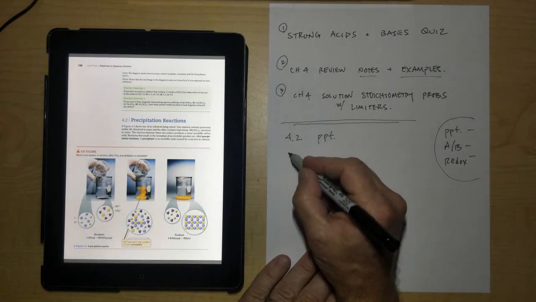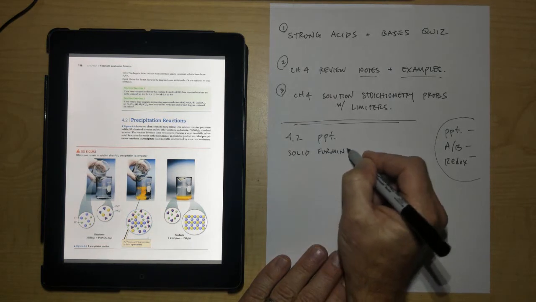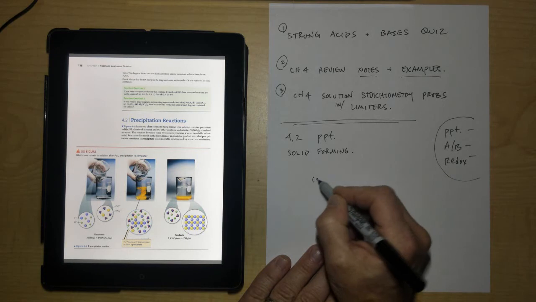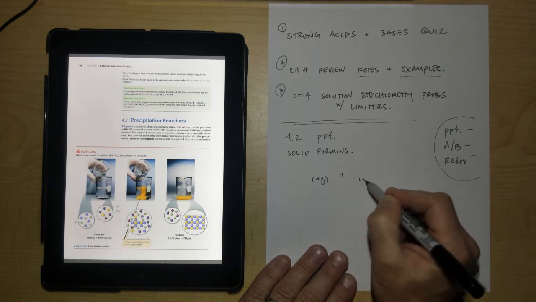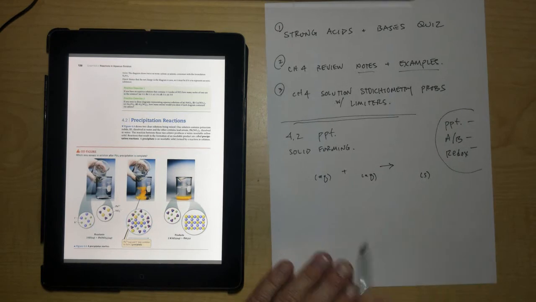Precipitation reactions means that you're going to form a solid. So some people call them solid forming reactions, and so you're going to have something that's aqueous on this side plus something that's aqueous on this side, and then it's going to form a solid or a precipitate on this side.